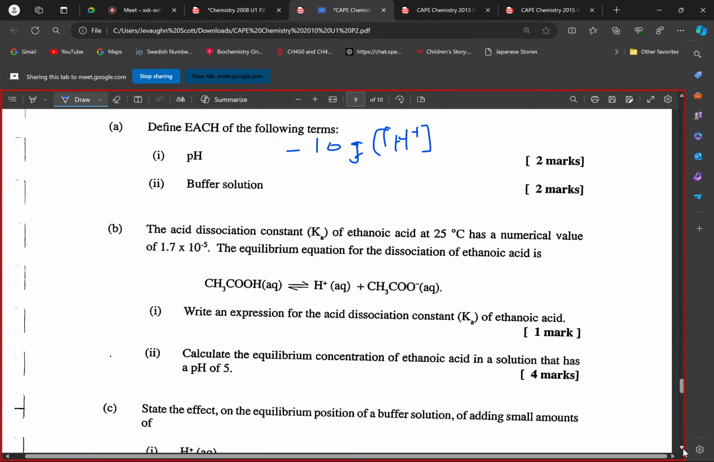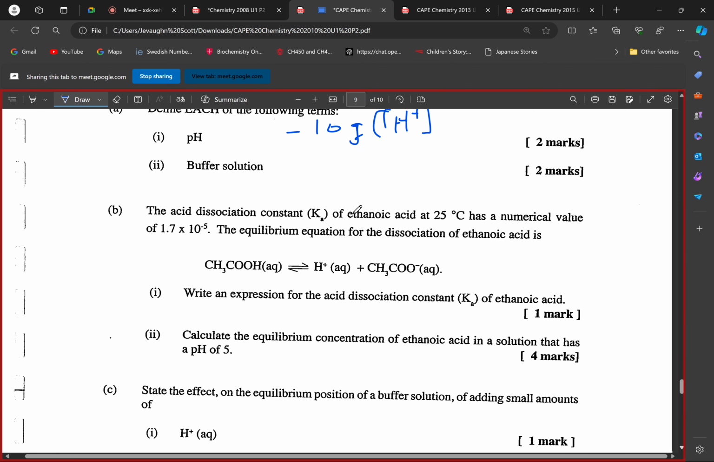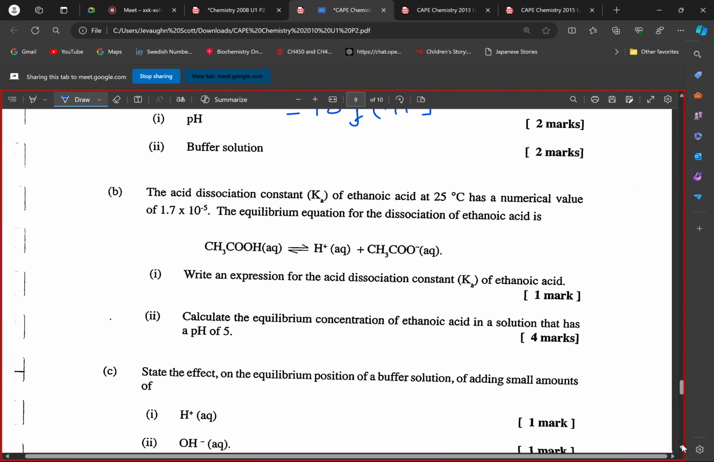And some people want to go the extra mile and say it's a solution comprising equimolar proportions of an acid and its salt, or a base and its salt, which resists drastic changes in pH when small amounts of acid or base are added. Right? If you want to go the extra mile, or just do the simple definition, that should get you 2 marks. Alright? The acid dissociation constant Ka of ethanoic acid at 25 degrees Celsius has a numeric value of 1.7 times 10 to the negative 5. The equilibrium equation for the dissociation of ethanoic acid is presented here. Write an expression for the acid dissociation constant of ethanoic acid.